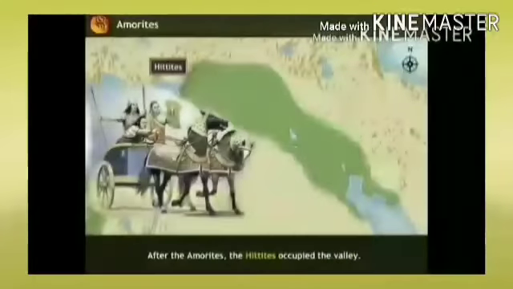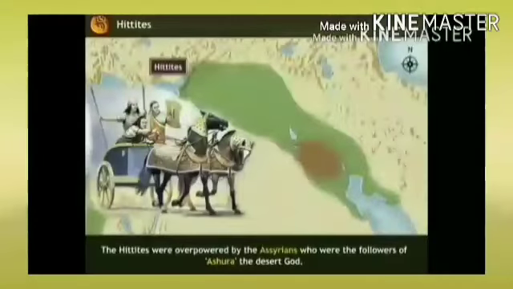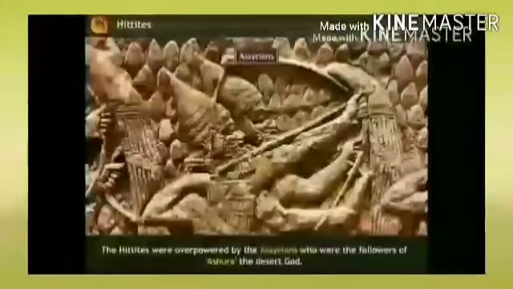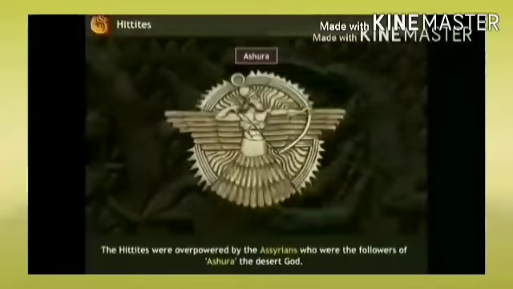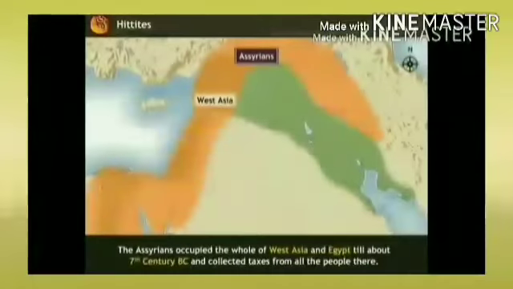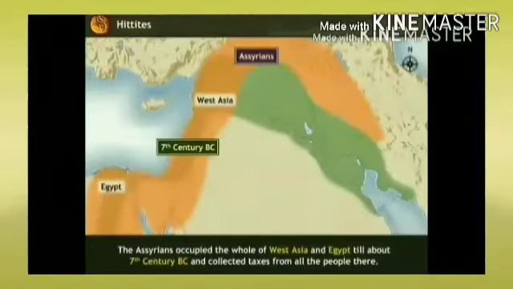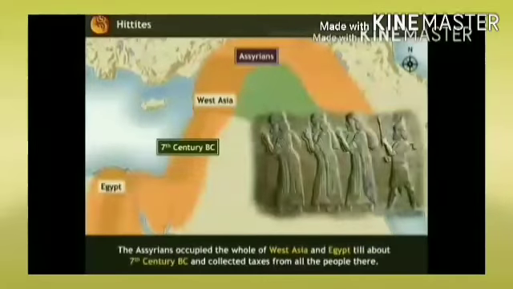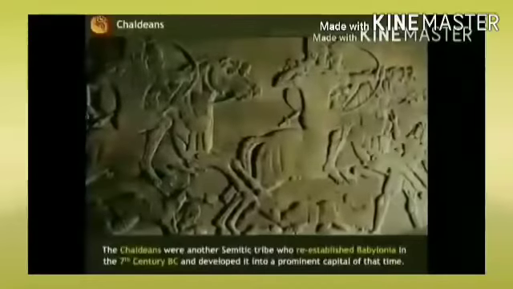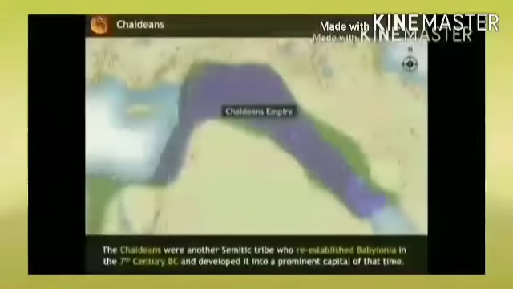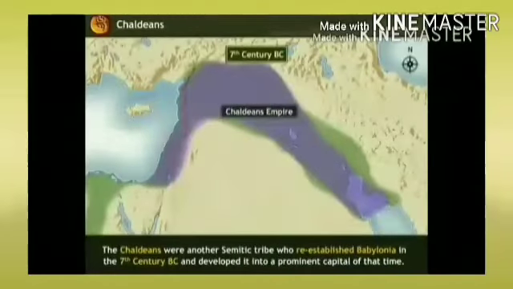After the Amorites, the Hittites occupied the valley. The Hittites were overpowered by the Assyrians, who were the followers of Ashur, the desert god. The Assyrians occupied the whole of West Asia and Egypt till about the 7th century BCE and collected taxes from all the people there. The Chaldeans were another Semitic tribe who re-established Babylonia in the 7th century BC and developed into a prominent capital at that time.